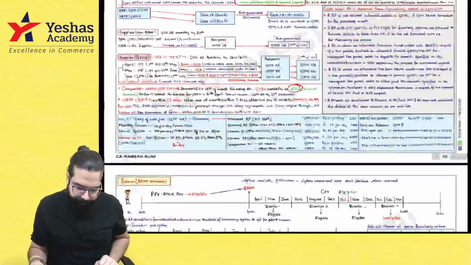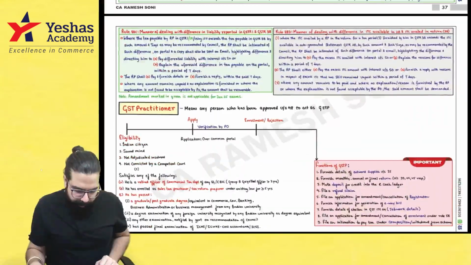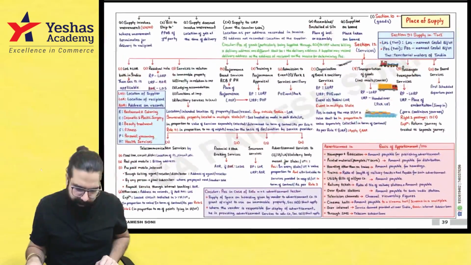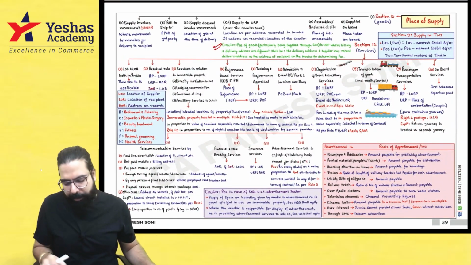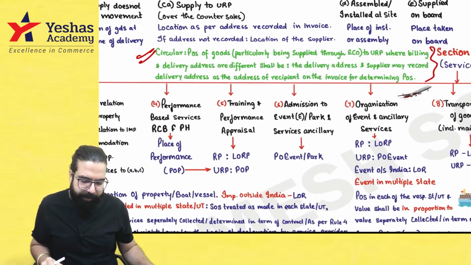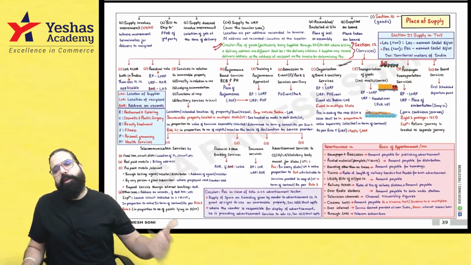That's all, everyone. We have covered the amendments also over here. This place of supply amendment which is there, we had covered in the Jan 25 amendment. This was relating to Jan 25. This is not relating to May. It was already done for your Jan.